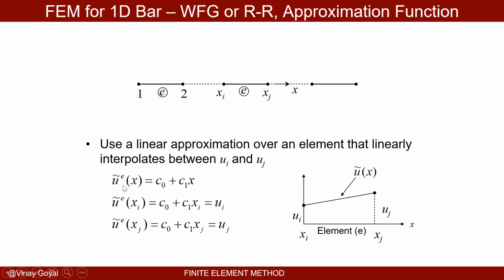If I chose a linear approximation, I have u tilde at x for this element E, and I put an E there because that approximation is true for this element. I get C naught plus C1x. We know that the deflection at xi is ui, so I'll plug it in there. We know that the deflection at xj right here is uj. So I have two equations. And I want C naught and C1 to be in terms of these nodal quantities, because these are the unknowns of the problem. It would be nice if these coefficients were written in that manner.